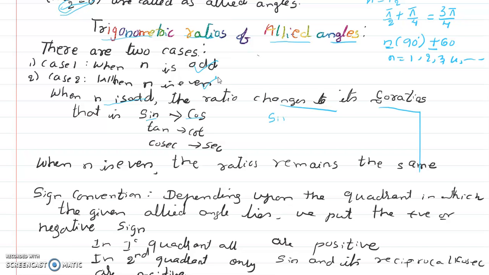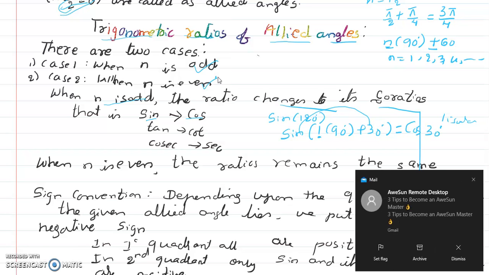Suppose I have sine of 120 degrees, I will write it as sine of 1 time 90 degrees plus 30 degrees. 1 time 90 plus 30 is 120. Here 1 is odd. At that time sine changes to cos 30 degrees. This is how we can change to their co-ratios.